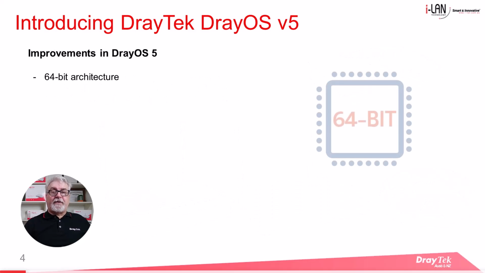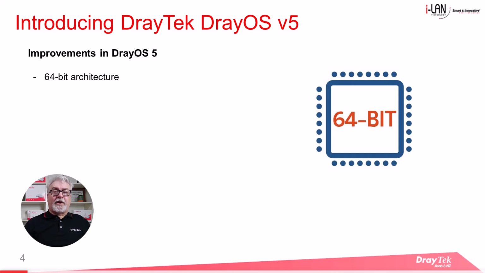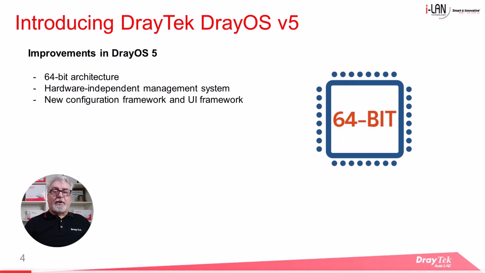There are a number of improvements in DrayOS 5. Firstly, it uses 64-bit architecture, making it compatible with the new 64-bit multi-core CPU hardware. It has a hardware-independent management system, making it easier to migrate from one model to another compared to DrayOS 4. DrayOS 5 also has a completely new configuration and user interface framework that will be implemented in new router and AP models.